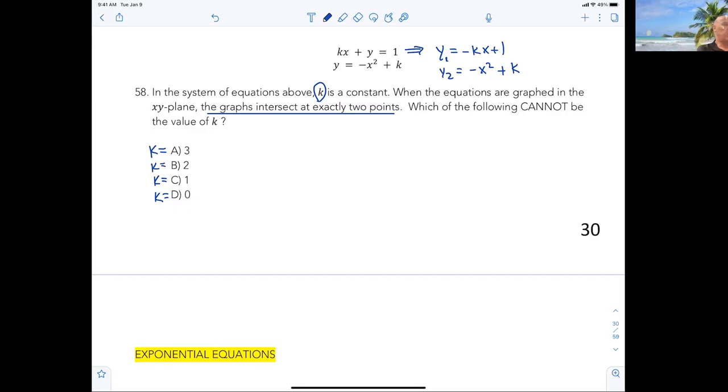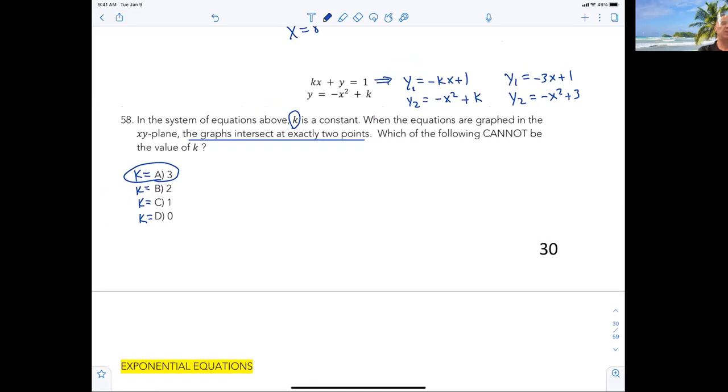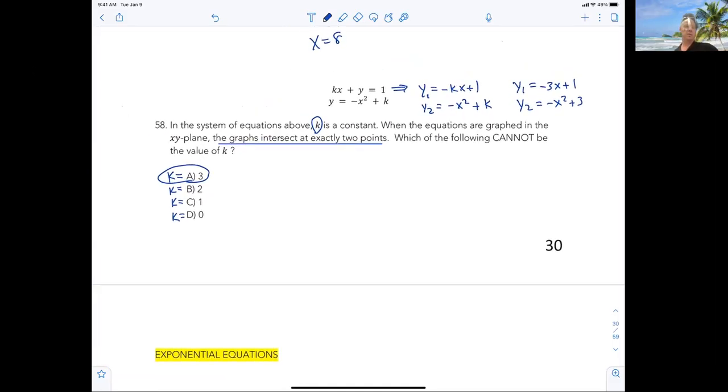So does everybody agree k equals 3? So then on your equation, you're going to write in under y1, negative 3x plus 1. And under y2, you're going to do negative x squared plus 3. Everybody type that in, please. And then look at it. Does that intersect at 2 points? Is that a yes? If it does, then that's not the answer.